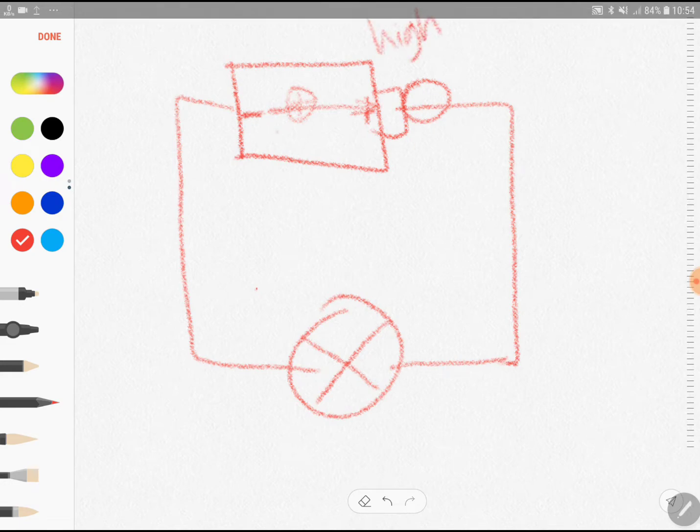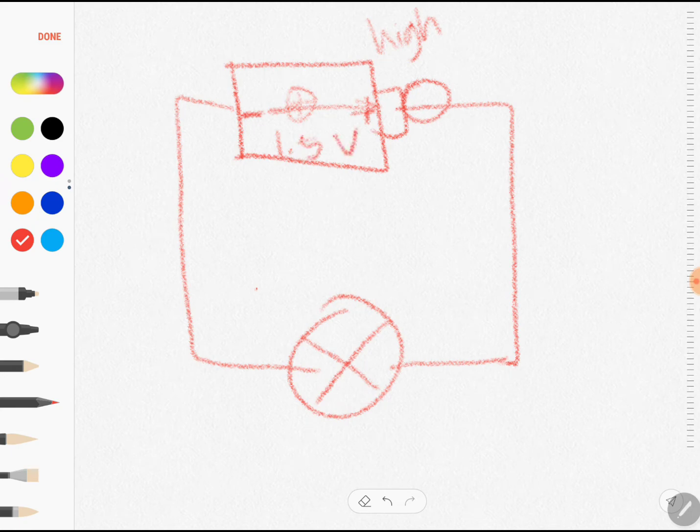For example, this battery is 1.5 volts. Remember, what does 1.5 volts mean? 1.5 volts means one charge carries how much energy? 1.5 joules of energy. Okay, so this charge now carries how much? 1.5 joules of energy.